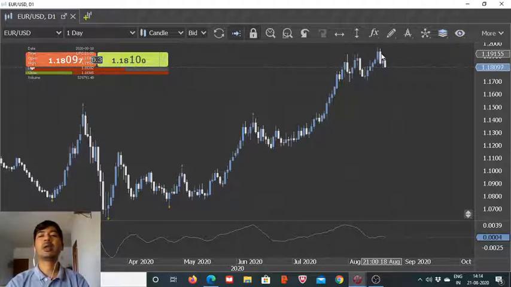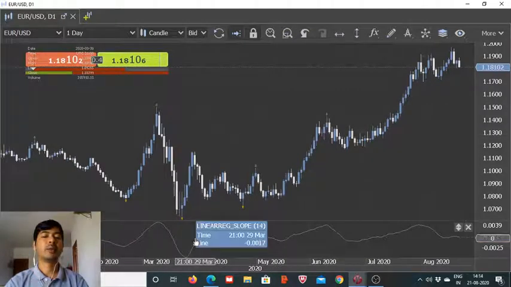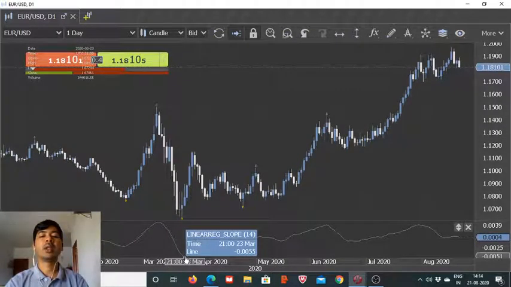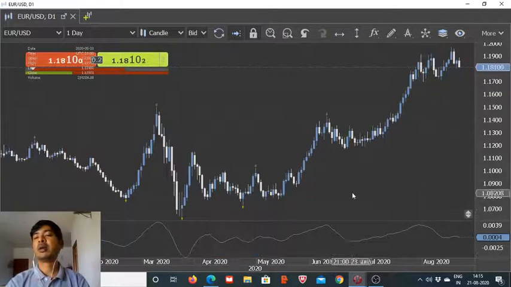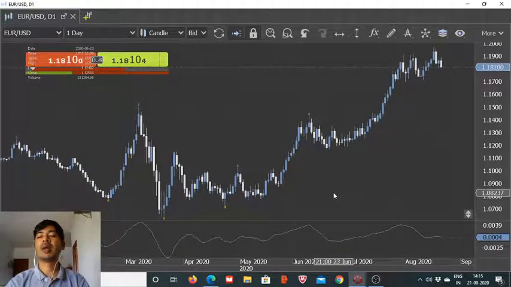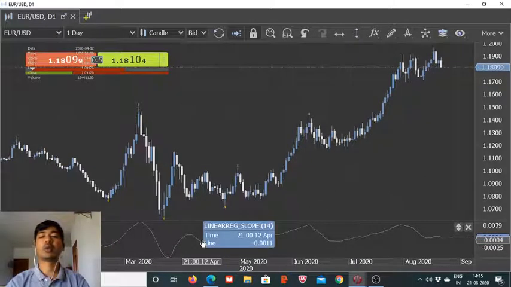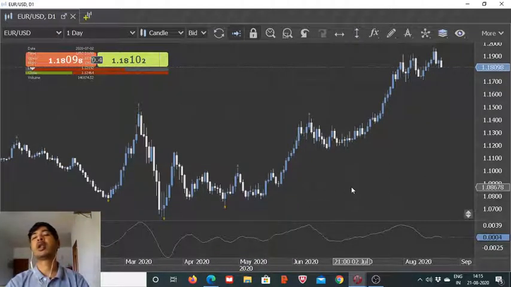We have not really touched the 1.2 level. We were pretty close to it, but now again the correction is setting in. So this way we can use this indicator, this tool, the linear regression slope, to see what is the underlying momentum, what is the strength, and what is the direction of this trend. So with the help of this indicator, we can plot the course of action for our algorithmic setup.